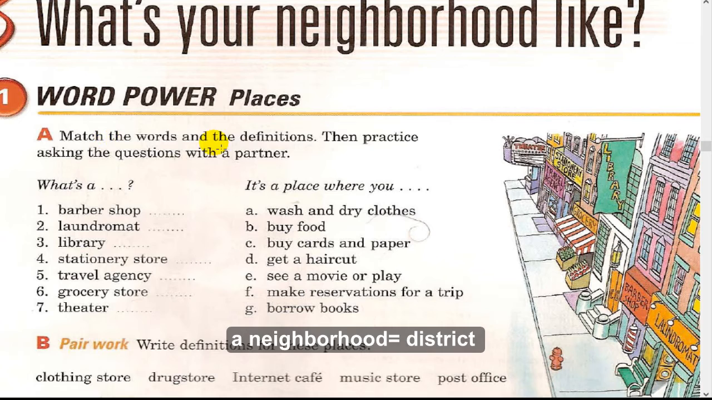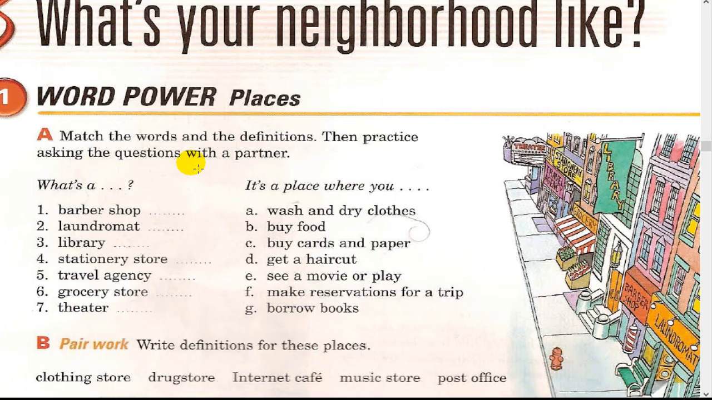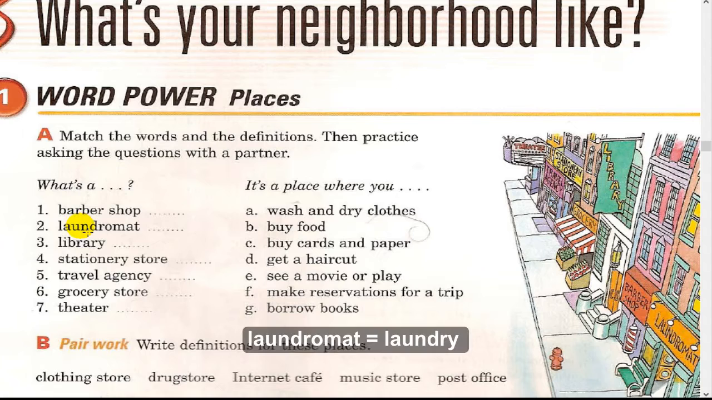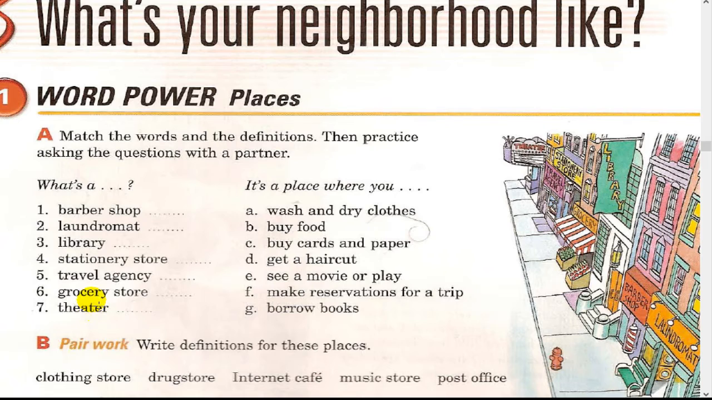Match the words and the definitions, then practice asking the questions with a partner. What's a barber shop? It's a place where you. Here you match 1, 2, 3, 4, 5, 6, 7 with A, B, C, D, E, F, G. The place, this is barber shop, laundromat, laundry, library, stationery store, travel agency, grocery store, theater, T soft D. You match the word with the meaning. 1 minute, try to answer.